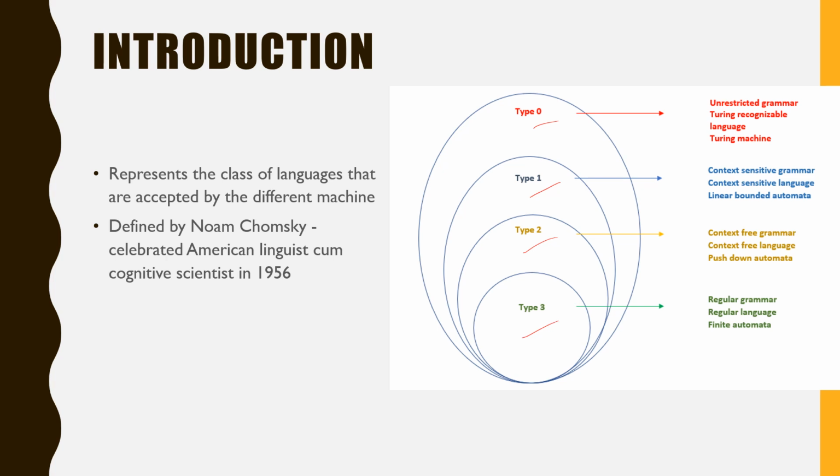So type 0 covers all the other three types of grammar. Similarly, type 1 covers type 2 and type 3 grammars, and type 2 grammar covers type 3 grammar as well. So let us now look into detail about the format in which each type of grammar will be.